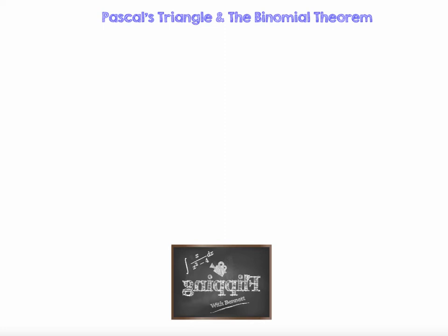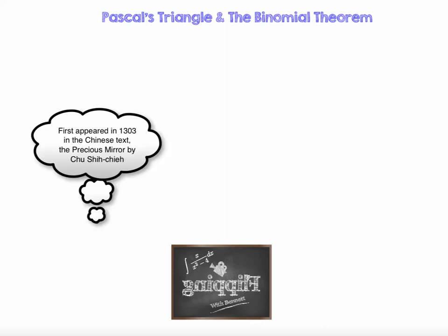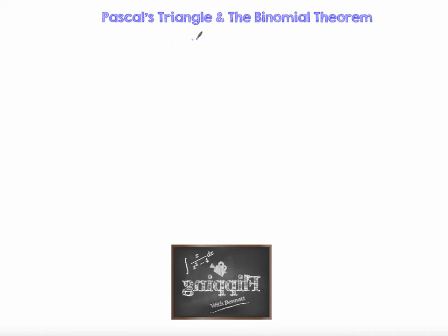So Pascal's triangle is named after Blaise Pascal. Hopefully I'm saying that correctly, but it's actually not his triangle. He didn't come up with it, okay? But it was named in his honor. So Pascal's triangle is a triangle that looks like this.